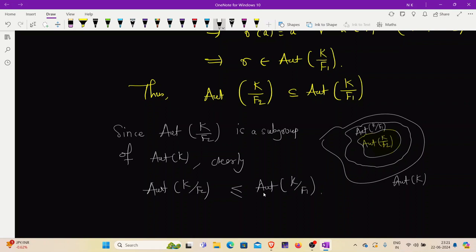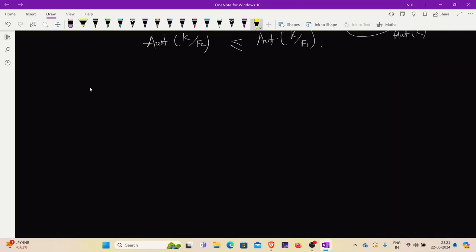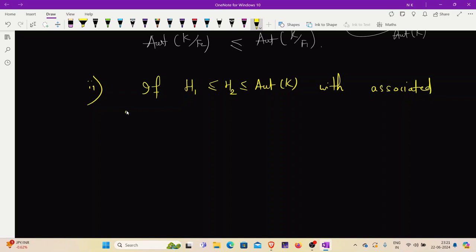Now let's move to the second interesting property. So if H1 is a subgroup of H2 which is a subgroup of automorphisms of K, so we are considering two different subgroups of automorphisms of K, and as we have established in the previous discussion that fixed fields are associated with subgroups of automorphisms of K, assume that the fixed field of H1 is F1 and the fixed field of H2 is F2, means F1 is the set of all elements in K which are fixed by elements of H1, and F2 is the set of all elements in K which are fixed by H2 respectively.